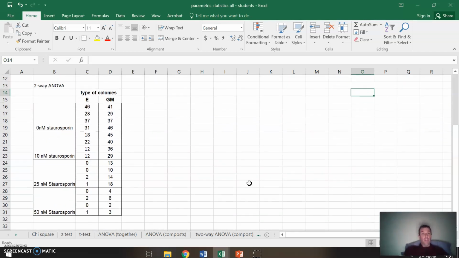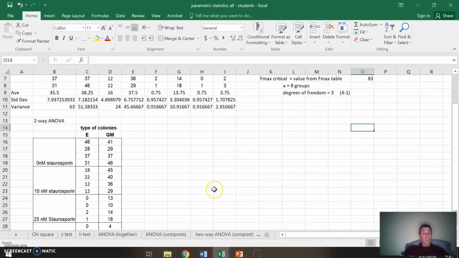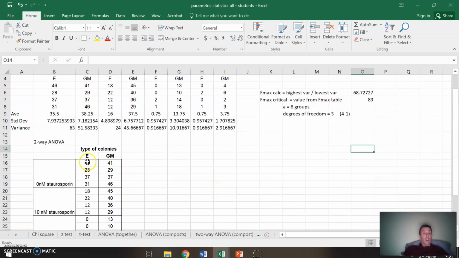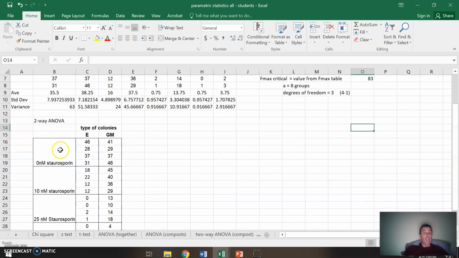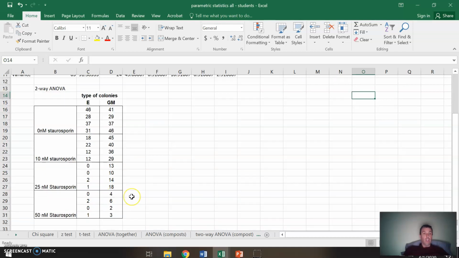I've set it up perfectly here for you already. What we're trying to do is get our types of colonies. All right, so one variable has to be in the column. So all my E's need to be in one column and all my GM's need to be in another column. And then the other variable stacks right on top of each other. So all the data from 0 nanomolar staurosporin is going to go here. And then right below it will be our 10 nanomolar staurosporin, and then 25, and so forth.